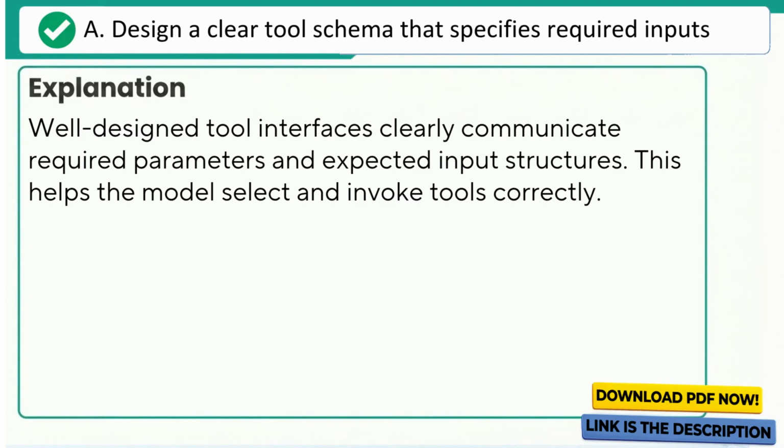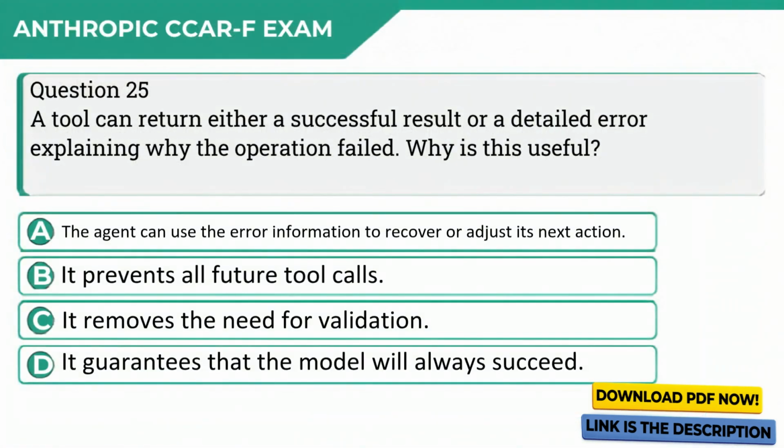Explanation. Well-designed tool interfaces clearly communicate required parameters and expected input structures. This helps the model select and invoke tools correctly. Question 25. A tool can return either a successful result or a detailed error explaining why the operation failed. Why is this useful? A. The agent can use the error information to recover or adjust its next action.